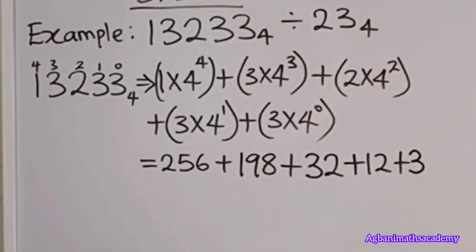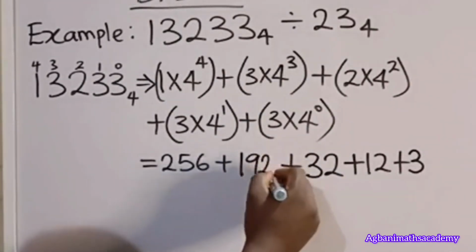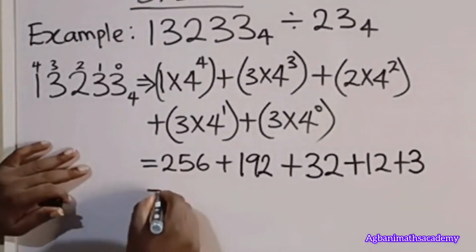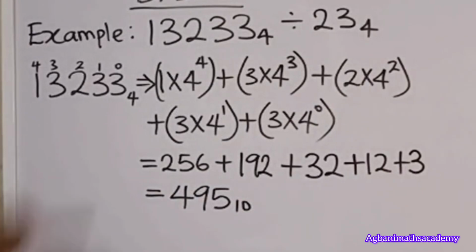Okay. So now we have to add all these numbers together. What are we going to get? When you add all these numbers together, what do we have? 495. So we have 495 base 10. So this number in base 4 is 495 base 10.